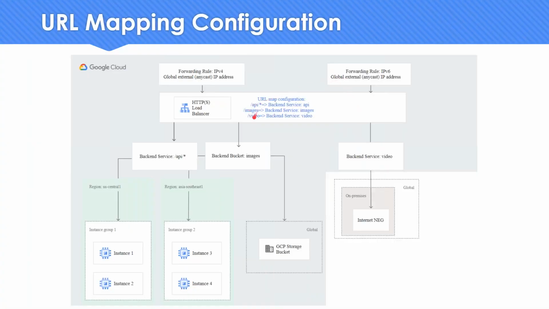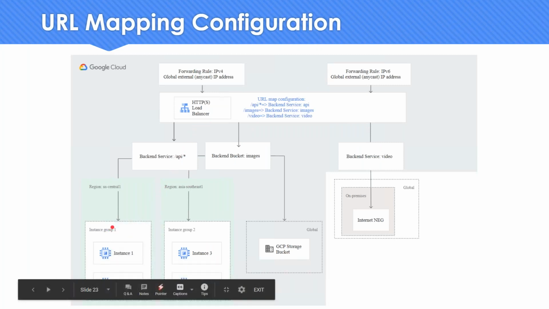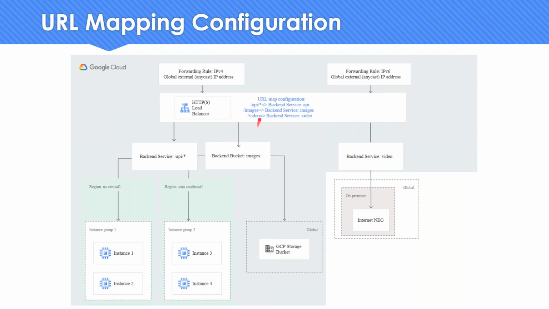Similarly, slash API, slash images, whatever you want, you can serve it. So if it's slash API in this diagram, it is served from an instance group. If it is slash images, it's going to be served from a bucket. You also have a few other things called network endpoint groups, which we'll try to see more in our networking class. So these are your host and path rules, which are only available in layer 7. I'm emphasizing this again and again.